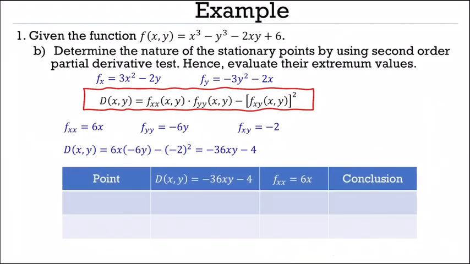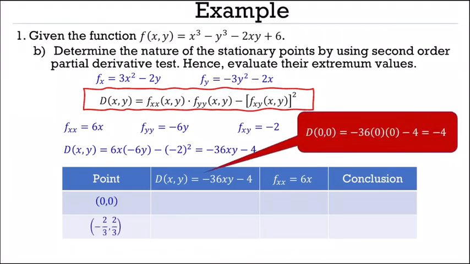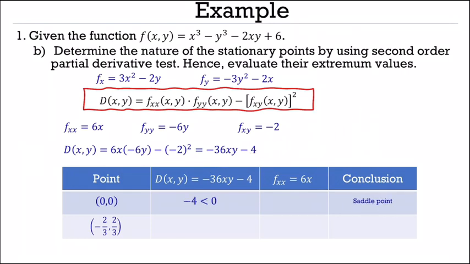use this table where the points are the stationary points. Substitute the point (0, 0) into the discriminant and we get negative 4, which is less than 0. Then we can directly make the conclusion that (0, 0) is a saddle point.